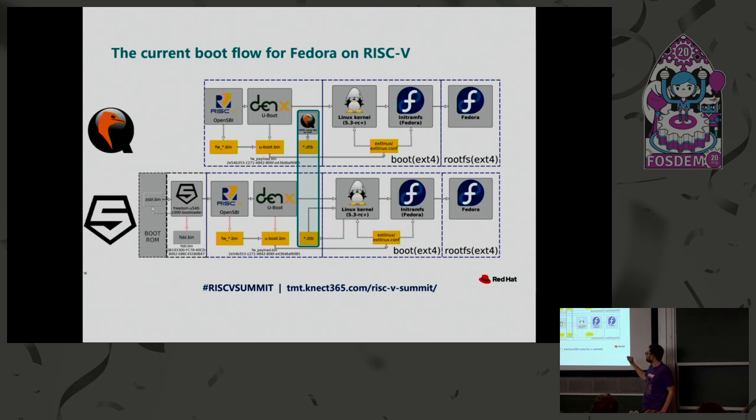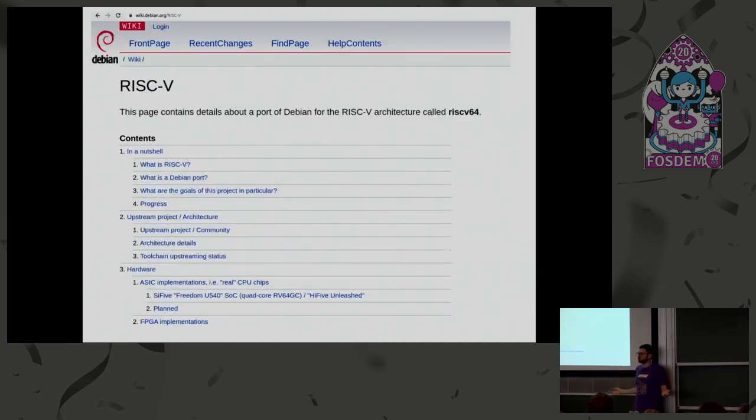So if you want to get started right now and you don't have any hardware, QEMU with Fedora is one way to do it. There is also Debian. Debian also has a port for RISC-V 64-bit. So you can either grab Debian or Fedora and go ahead and start running it on your system with QEMU.